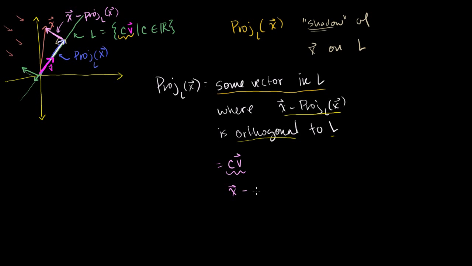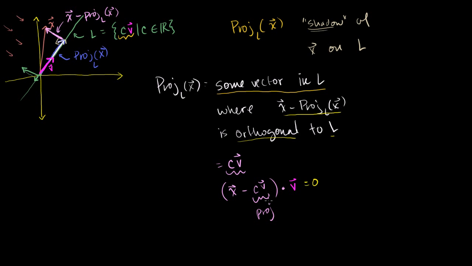Now we also know that x minus our projection is orthogonal to L. Orthogonality, by definition, means its dot product with any vector in L is 0. So let's dot it with some vector in L. Well, we can dot it with this vector v. That's what we use to define L. So let's dot it with v. We're taking this vector right here, dotting it with v, and we know that this has to be equal to 0.